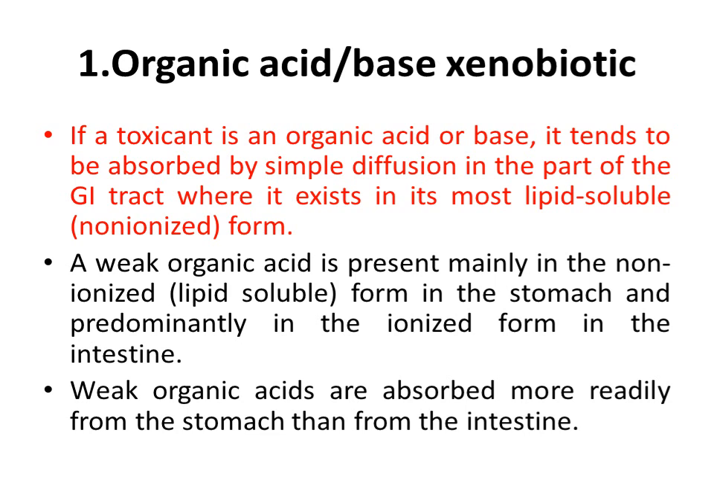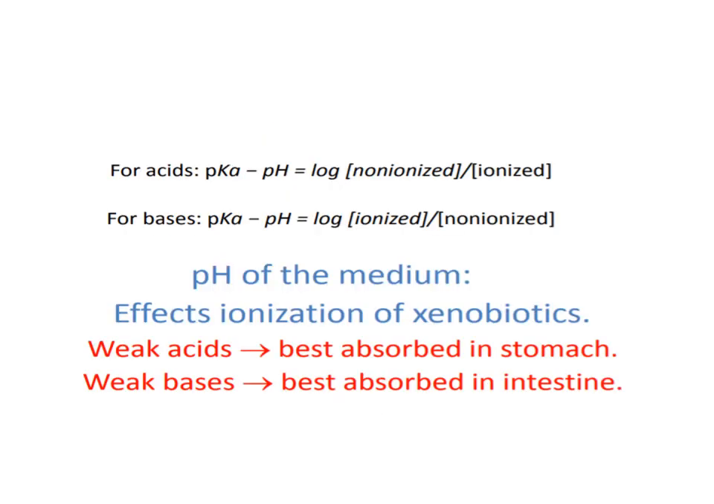So basically the mechanism it uses is called passive diffusion, that is, movement of the xenobiotic from its higher concentration to its lower concentration. So wherever it would be present in the non-ionic form, at whatever pH, it is more likely to be absorbed from there in a passive manner. A weak organic acid is present mainly in the non-ionic, lipid soluble form in the stomach, and predominantly in the ionized form in the intestine. So weak organic acids are absorbed more readily from the stomach than from the intestine.